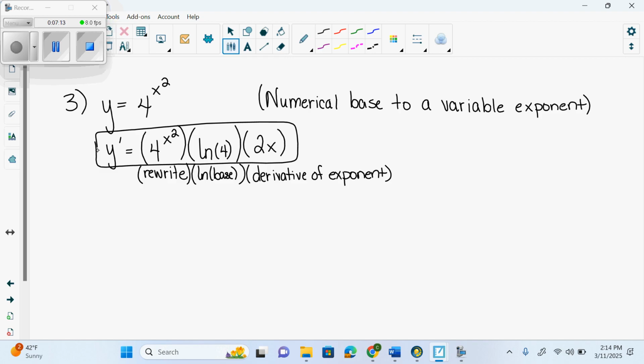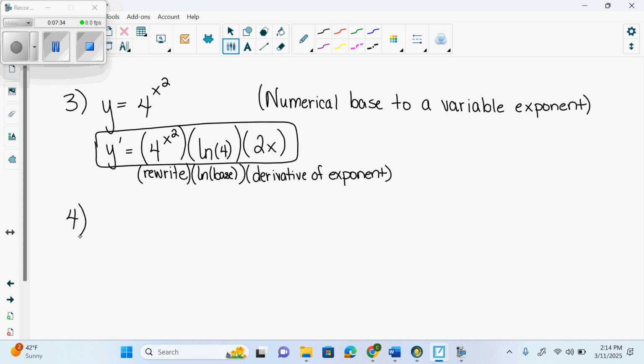So whenever you have a numerical base to a variable exponent, you will get 3 chains. You rewrite it, ln the base, derivative of the exponent. Sometimes some of the chains go away because the answer to them is 1. Right, Ben? Yeah. Yeah, totally. Okay, 4.